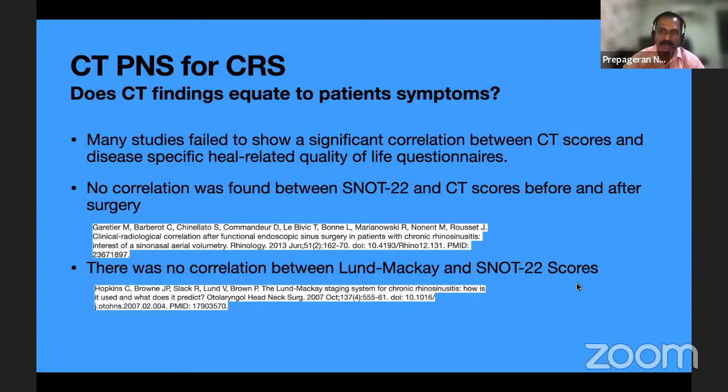It complements your clinical finding. It does not give you a diagnosis. It doesn't interpret the quality of life. You should always use your clinical judgment whenever we come to the CT scan.